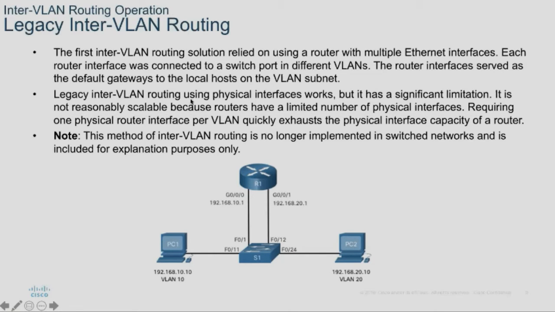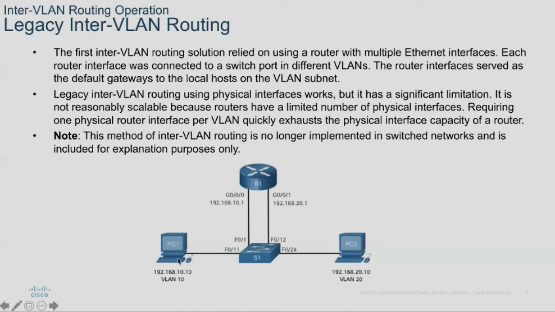The legacy inter-VLAN routing using physical interfaces works, but as we have just discussed, it has a very significant limitation. It is limited by the number of physical interfaces that your router and your switch have. So you will not be able to create more VLANs than the number of ports available on either the router or the switch. It's no longer implemented in the switched networks in organizations, and it's just for explanation purposes.